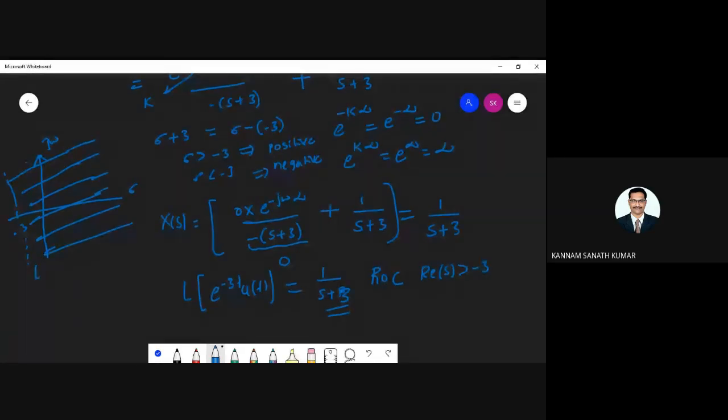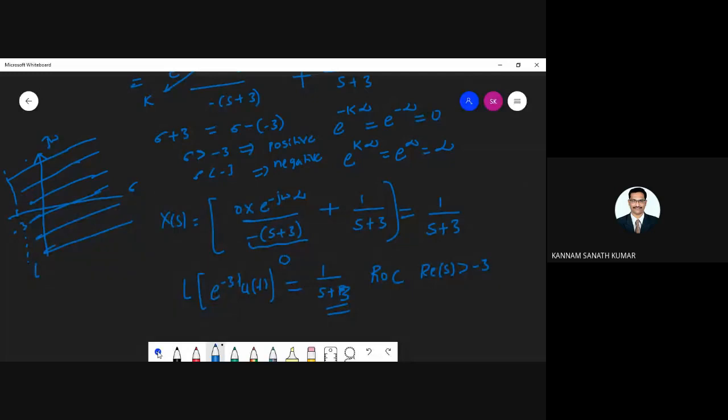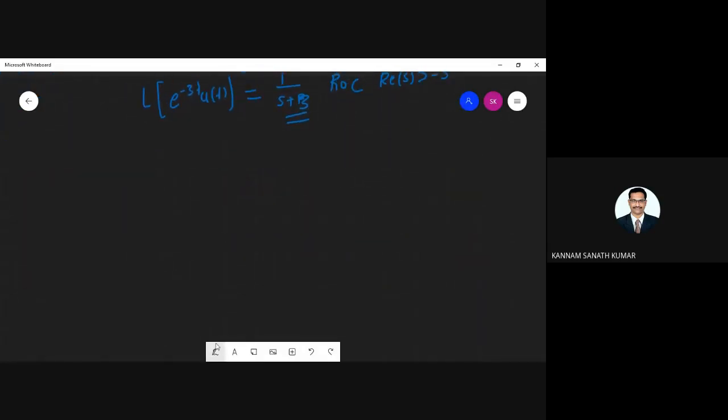Similarly, what is the Laplace transform for the next function? I calculated the Laplace transform of e power minus 3t into u of t, no? Okay, similarly Laplace transform of e power minus 3t into u of minus t. So what will you get? You will get the same Laplace transform, 1 by s plus 3, but the ROC will change.